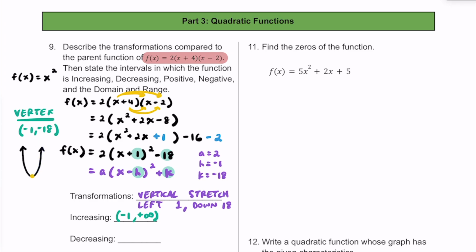Now, what about decreasing? Well, it would be decreasing as you keep moving to the right, all the way up until x is -1. So it's going to be decreasing from -infinity up until -1. At -1, it's again neither going to be increasing nor decreasing.